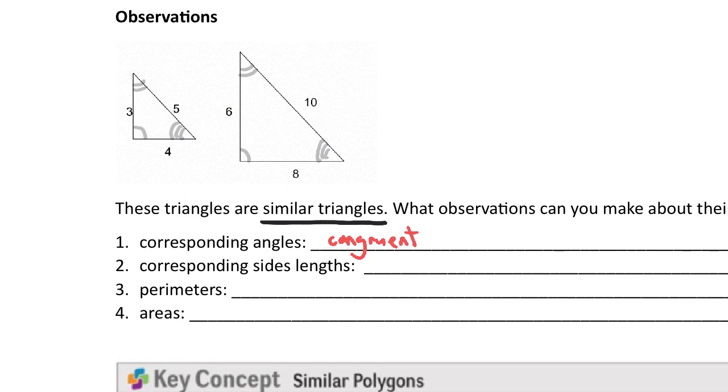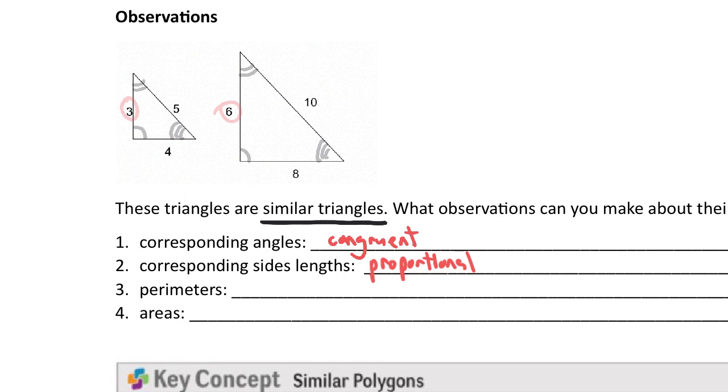They're not congruent. Clearly 3 is not congruent to 6. Can you see that? 3 is not congruent to 6. So we say that corresponding side lengths are proportional. This is important. The triangles are similar. The corresponding angles are congruent, and the corresponding side lengths are proportional.